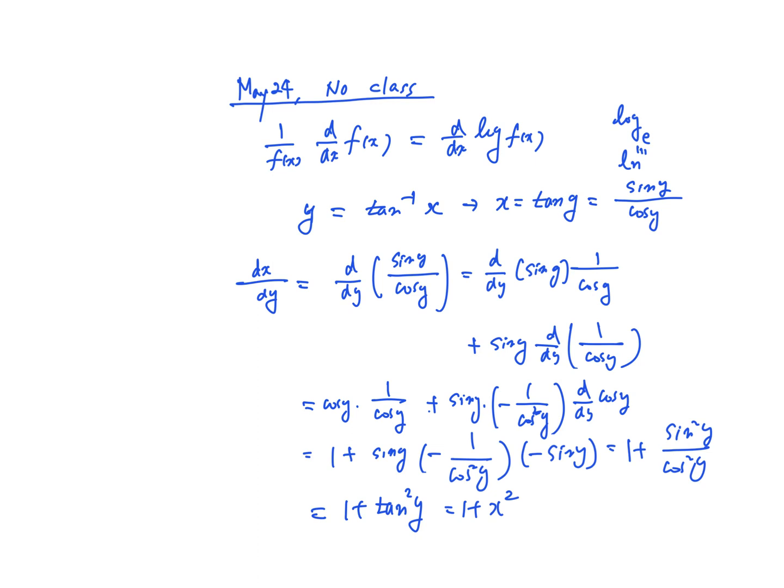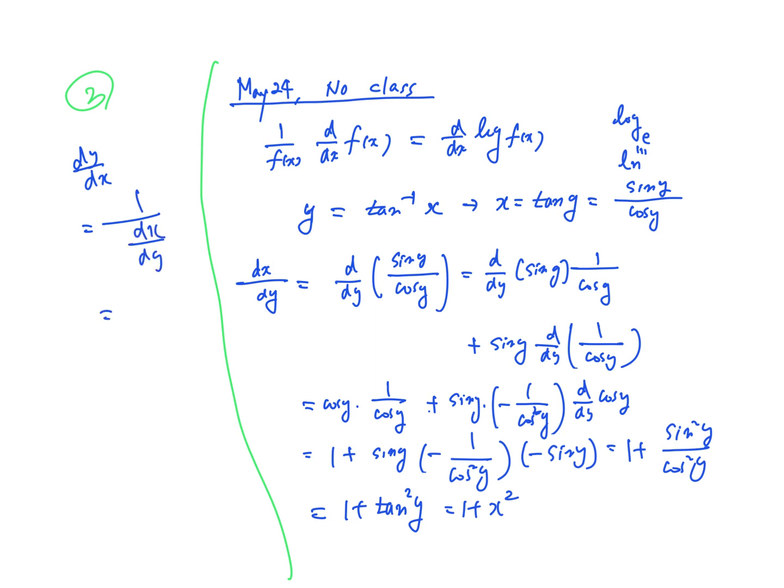So therefore dy/dx is actually 1 over dx/dy, which is 1 over 1 plus x squared. So we have the following result: the derivative of inverse tangent x, or arc tangent x, is 1 over 1 plus x squared. Probably you have covered this derivative in your freshman calculus. Maybe another example.